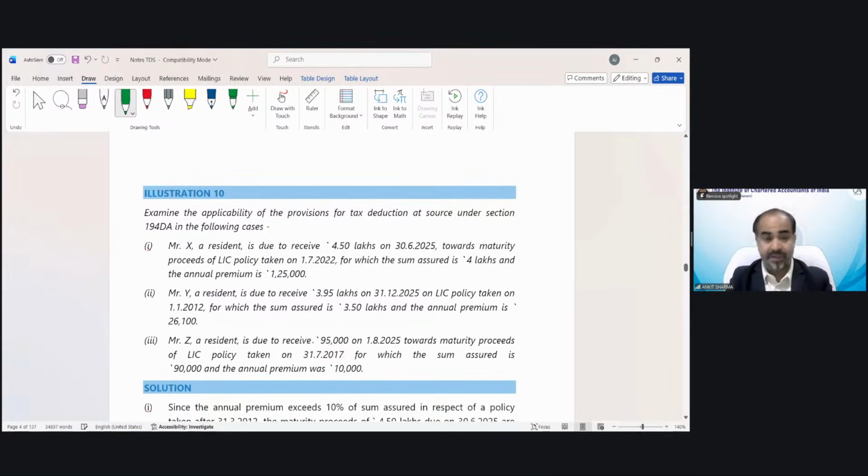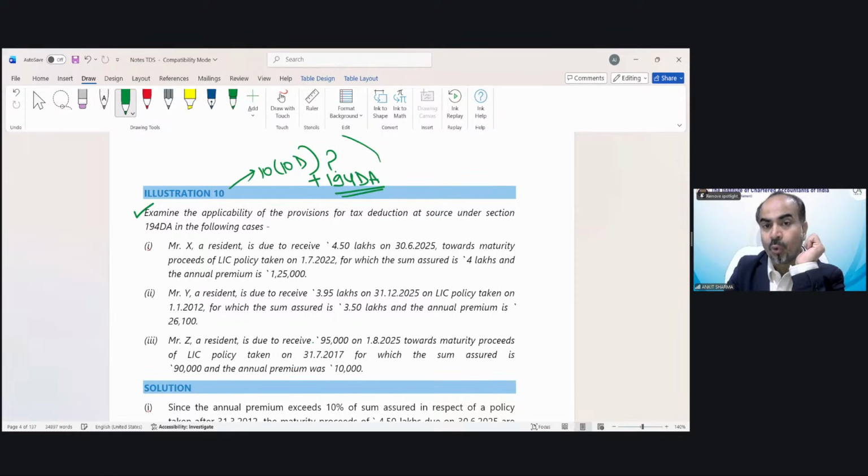So those are the TDS provisions we have gone through. Now the illustration is for section 194DA, that is for insurance maturity proceeds if we receive, then whether TDS is required to be deducted or not. So you are able to solve illustration 10 only when you know whether section 10(10D) is applicable or not in these cases. If section 10(10D) is applicable, then of course there would not be any TDS. So 10(10D) plus section 194DA provision, you should know. Only in that situation you would be able to solve illustrations 1, 2, and 3.